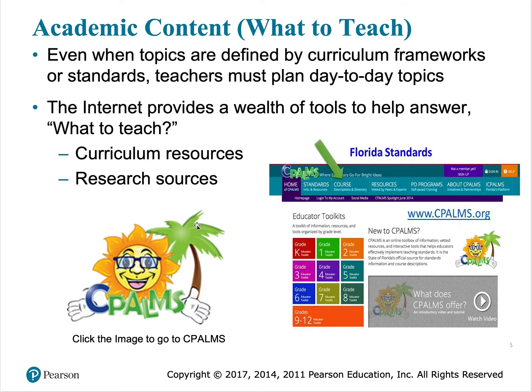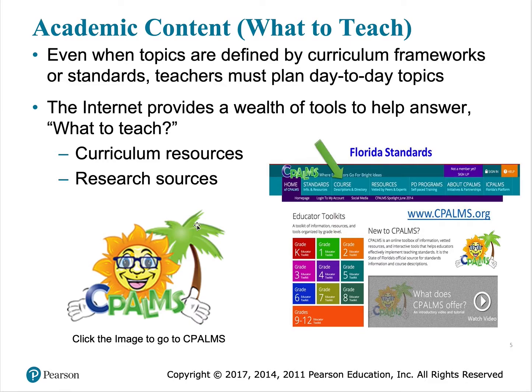So with what to teach, how do we come up with things to do in our lesson? Well, we're going to have a content area, obviously, math, science, history, physical education, whatever. So we're going to be teaching something in our content area, our subject area, but we may have to come up with units and lessons. And one of the places you will go is CPALMS, and that'll be your 3rd extra credit.